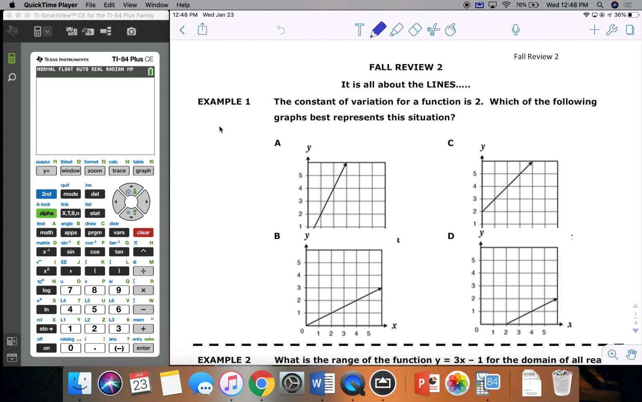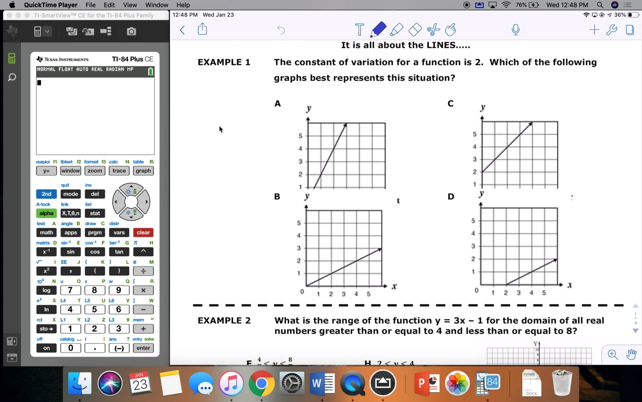This video covers fall review number 2. So problem 1 is talking, or this whole thing is talking about lines. Example 1 says the constant of variation for a function is 2. Which of the following best represents this?